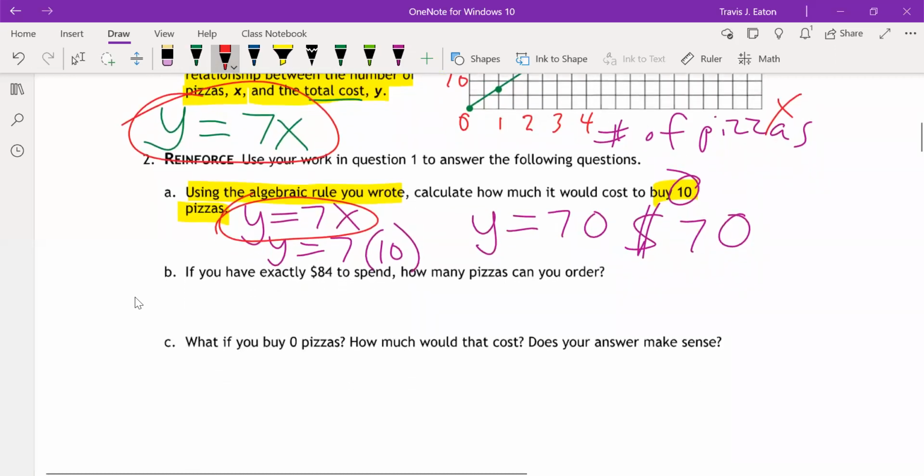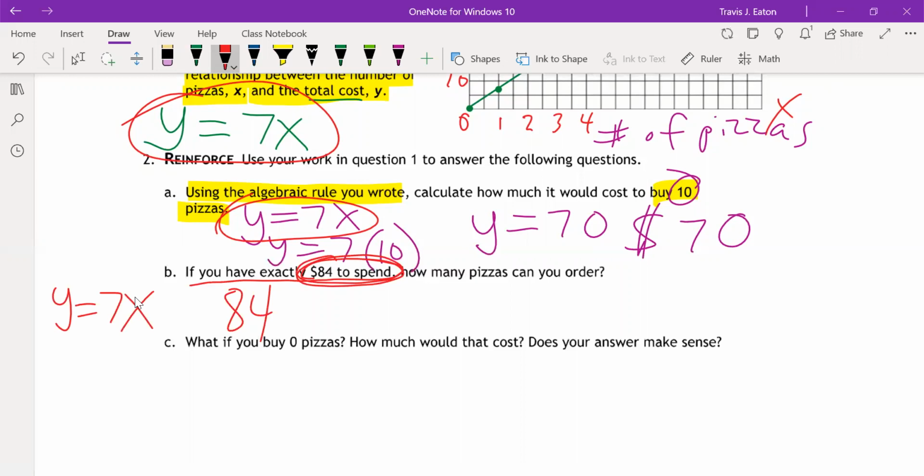You can say, well, if I want to buy 10 pizzas, how much am I going to spend? But here's the other thing. This next question says, if you have exactly $84 to spend and you want to spend it all, how many pizzas can you order? We can still use the same equation, y equals 7x. Because now in this case, the $84 isn't the number of pizzas. It's the amount of money that we want to spend. So we're going to substitute 84 for our y value because that's the total amount spent. 84 equals 7x. See how I substituted 84 for y?